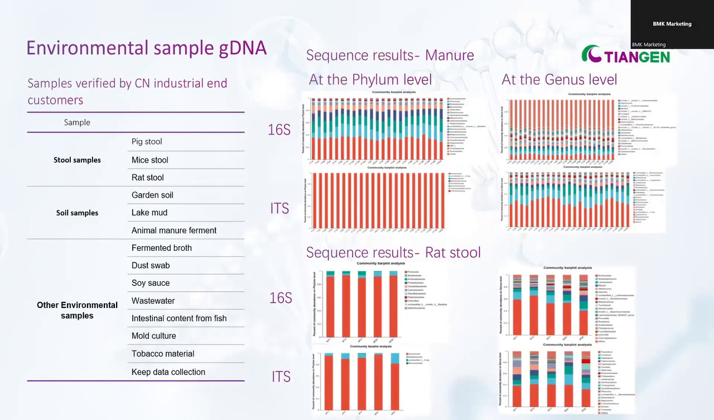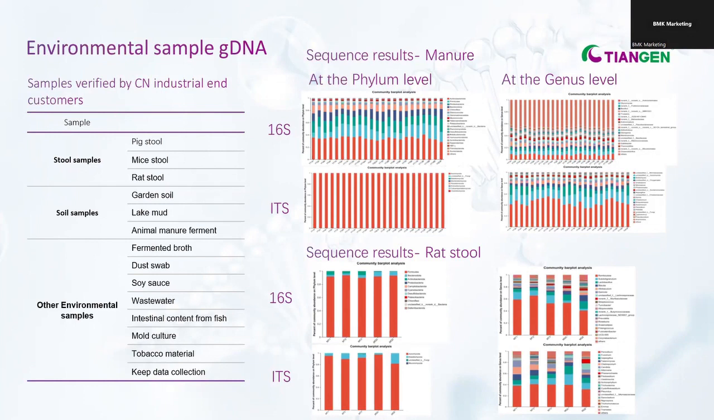Except for soil and stool samples, the environmental samples are even more complicated. We keep trying to cover as much as we can, including some very tricky sample types, like garden soil, lake mud, animal manure fermentation broth, dust swab, soil salts, wastewater, and some intestinal content from fish or other species, mold culture, and tobacco material. We are collecting data.